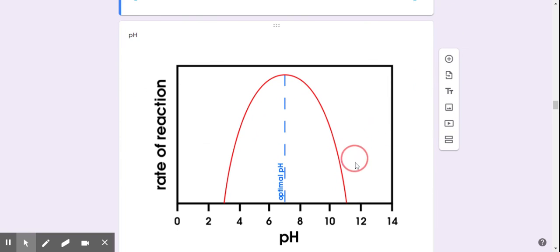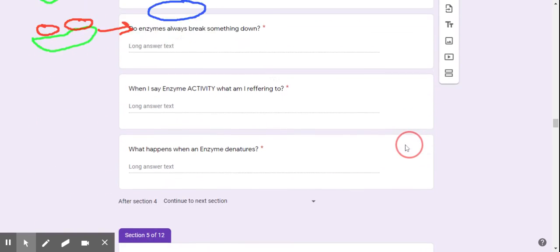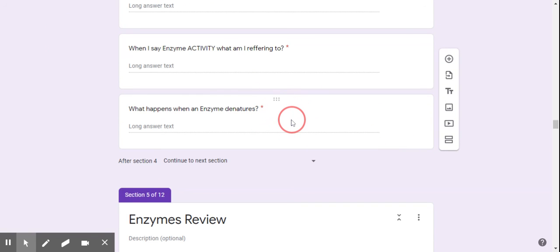Same thing with pH. Check it out. At pH 11, you've changed the environment so much that you've literally changed the shape of the enzyme. And when you change the shape of it, when you denature them, they cannot do their job. So, what happens when an enzyme is denatured? You ruined your enzyme. You've literally changed it so it cannot do its job anymore. And that's a bad thing.